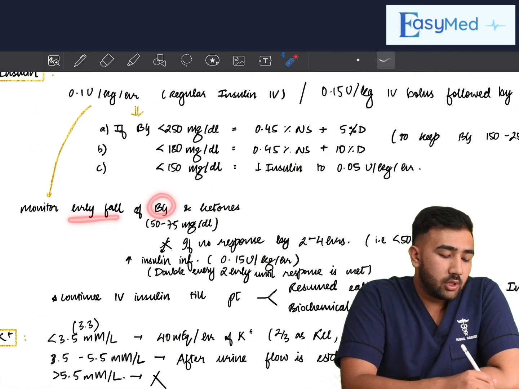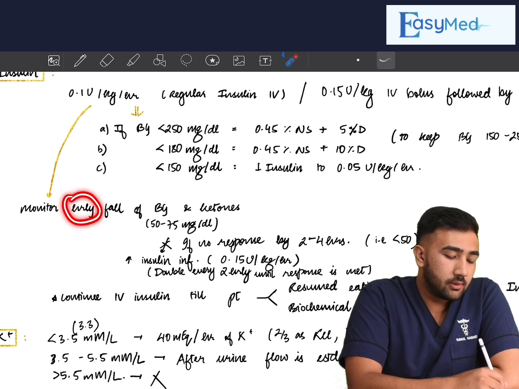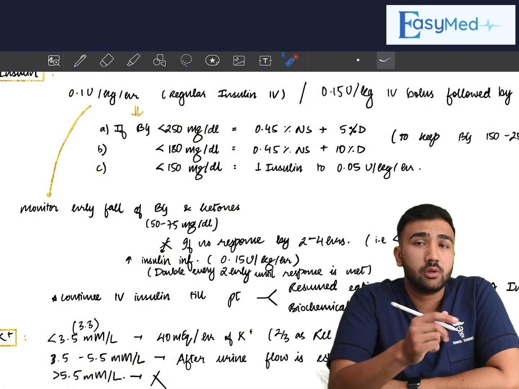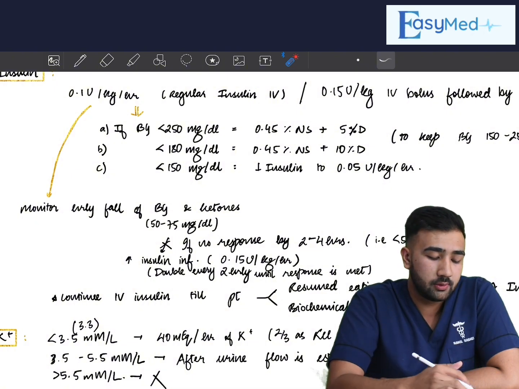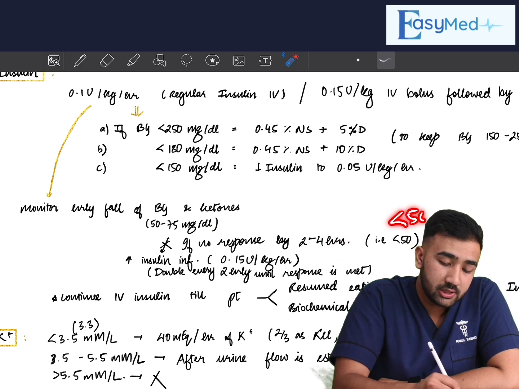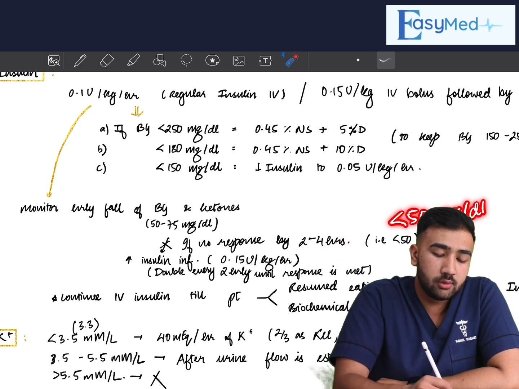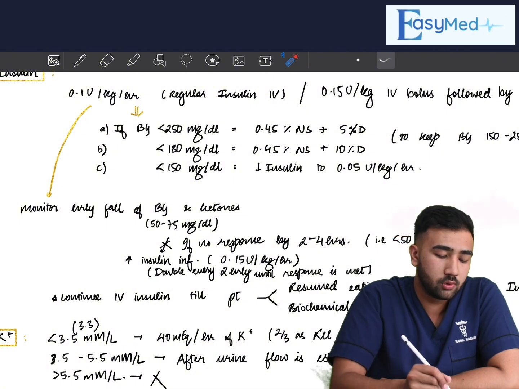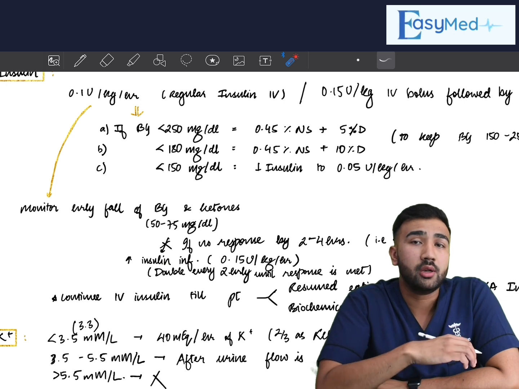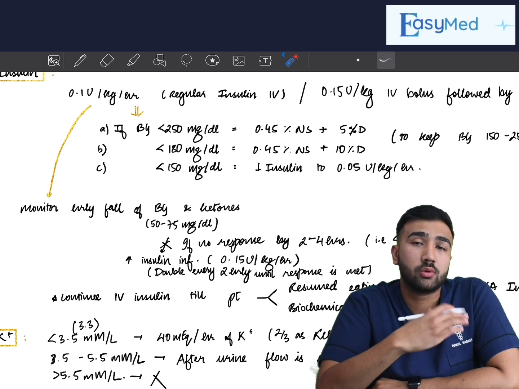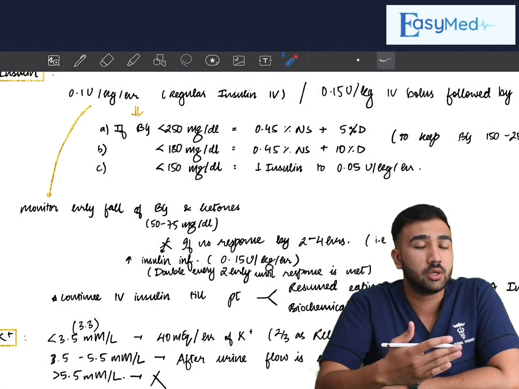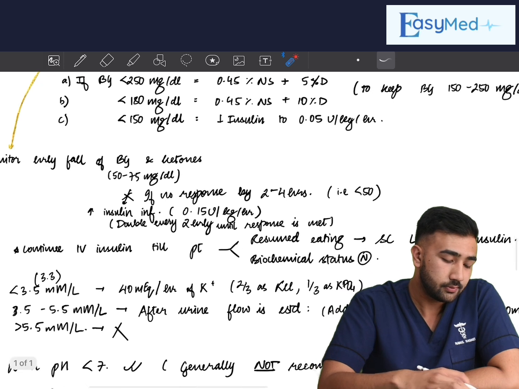Now, whether the blood glucose is falling or not, we have to monitor every hour. This is very, very important. And the goal should be to decrease by 50 to 75 mg per dl every hour. If there is no response by 2 to 4 hours, if the fall is less than 50 mg per dl per hour, then we have to increase the insulin infusion. Say we were giving 0.1, now it may be doubled, a 2 to 3 fold increase, but initially we go from 0.1 to 0.15, and then we may increase if there is no response.